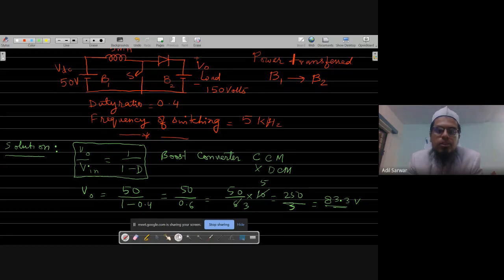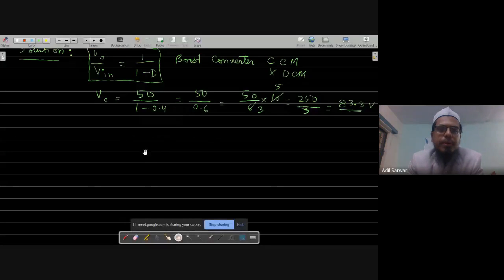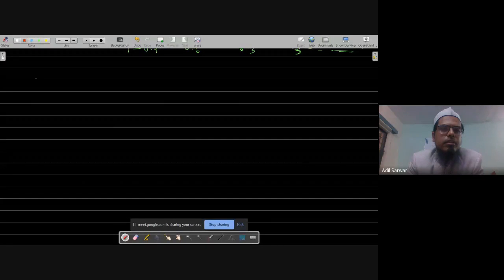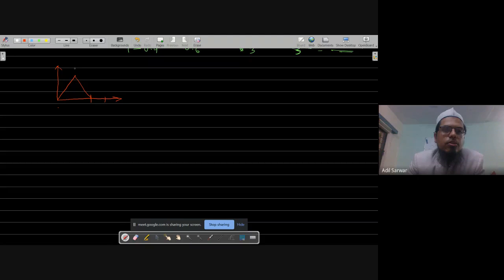Okay, so let me just bring this up, and let me take red color. One thing is clear: the converter is operating in discontinuous conduction mode. So what is meant by discontinuous conduction mode? It means that the current through the inductor is falling to 0 before the start of the next switching cycle. Just see this, let me draw like this. So it is 0, and this is DT, this is βT, and this is T.